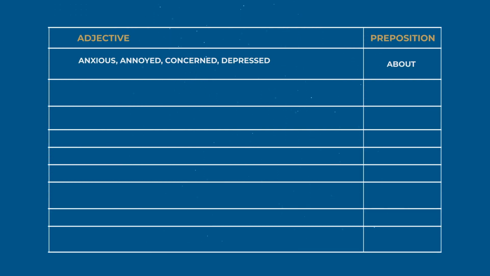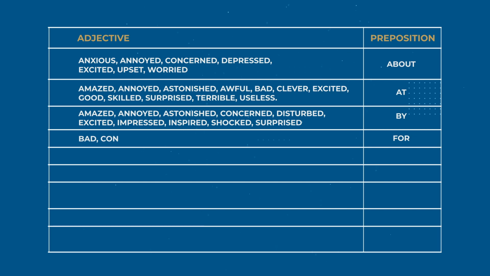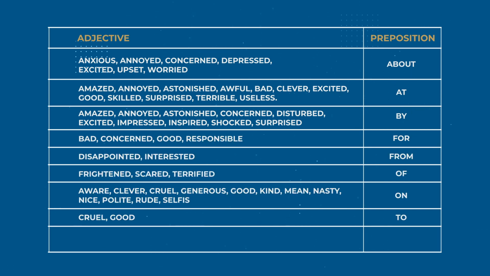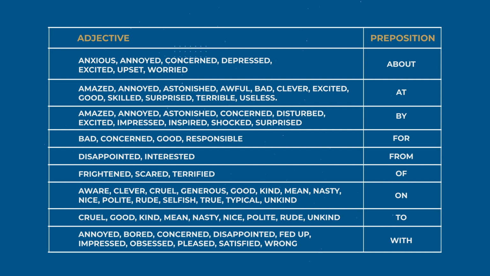Similarly, adjective plus preposition, like we have anxious, annoyed, concerned, excited, worried. They are always followed by about, like I am worried about your ill health, okay, we say that way. Again we have certain adjectives like amazed, annoyed, astonished, or I can say bad, clever, good, skilled, or surprised. They always form a group with preposition at. I was surprised at his performance, so we say that way.